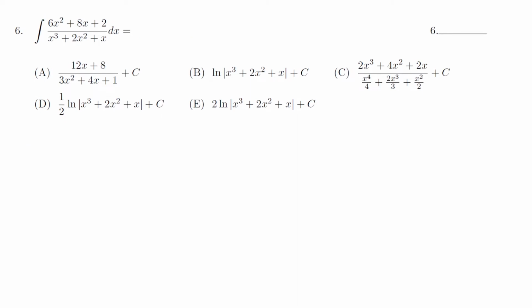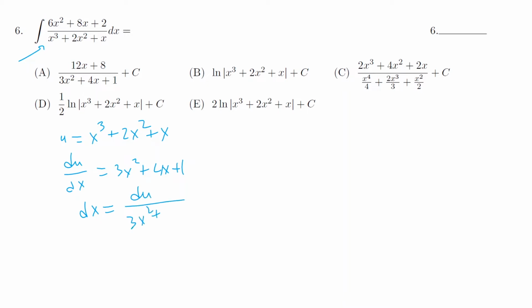Next, find the integral. Alright, so I clearly know that something is wrong. Chances are this guy is u. So u is equal to x cubed plus 2x squared plus x. And then du/dx is equal to 3x squared plus 4x plus 1. Magically, the thing on the top is just double that. So then here I'm solving for dx. I'm just flipping the sides, so dx equals du over 3x squared plus 4x plus 1. And then let me just plug it in.